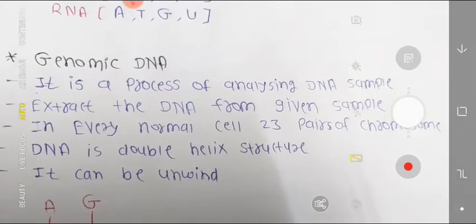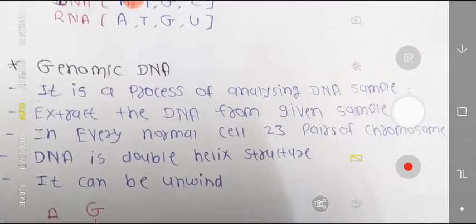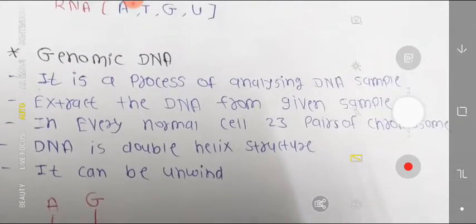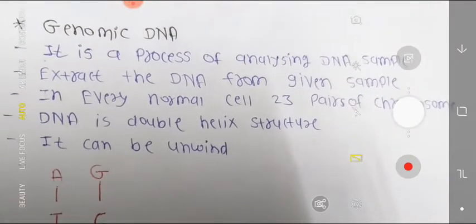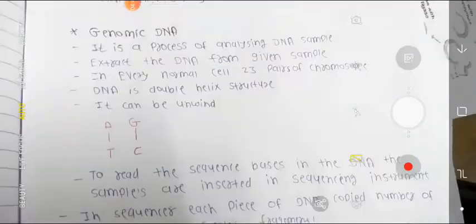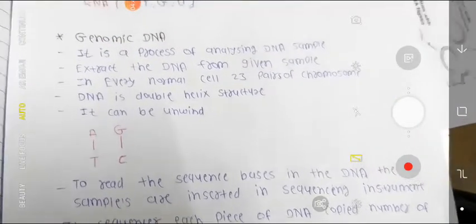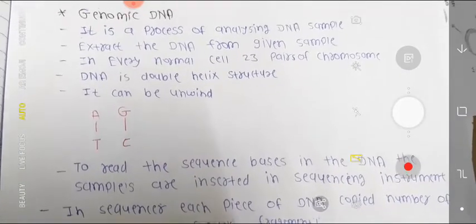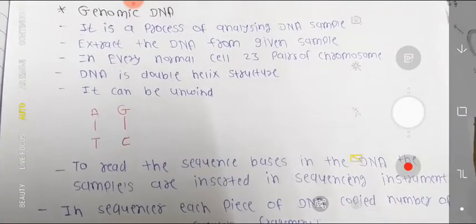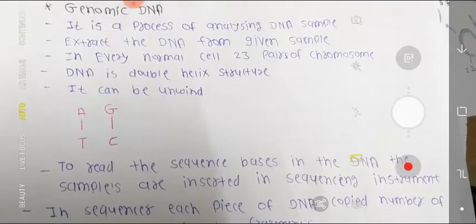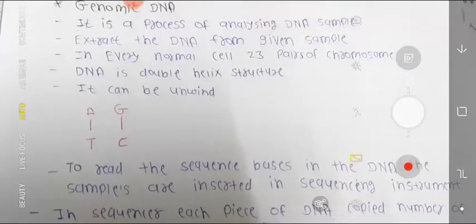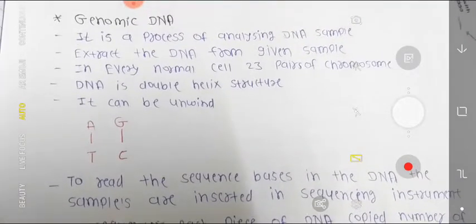In every normal cell there are 23 pairs of chromosomes. In human blood there are 23 pairs of chromosomes. DNA has a double helical structure. You know all of that. In this process, since the DNA is a double helical structure, it can be unwound. There, you know, the base pairs of DNA, that is ATGC.